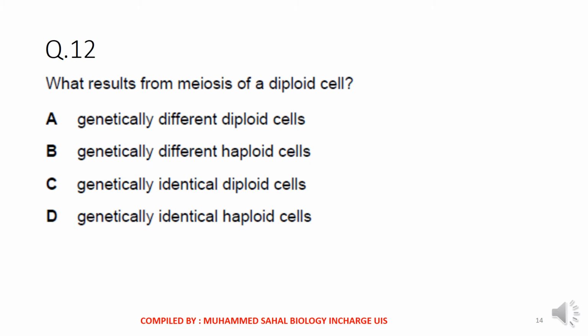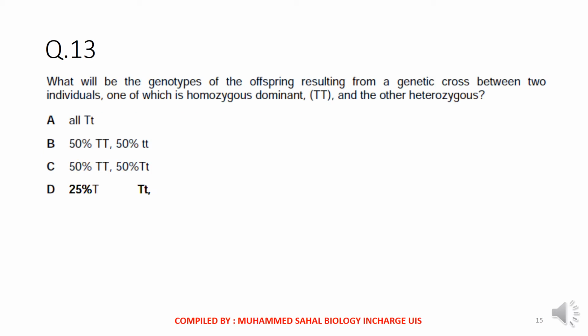What results from meiosis of a diploid cell? Answer is B. Genetically different haploid cells. Question number 13. What will be the genotype of the offspring resulting from a genetic cross between two individuals, one of which is homozygous dominant, T T, and the other heterozygous? The answer is C. 50% TT and 50% Tt.